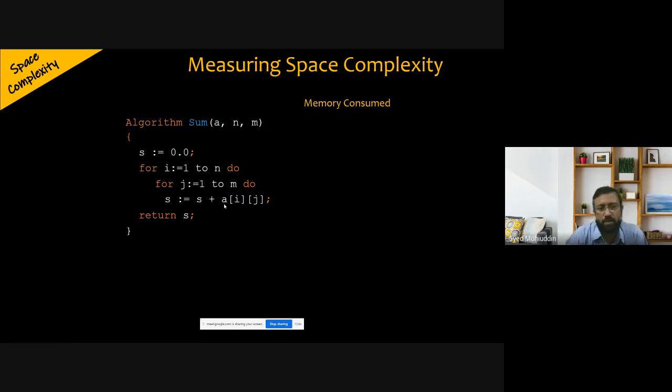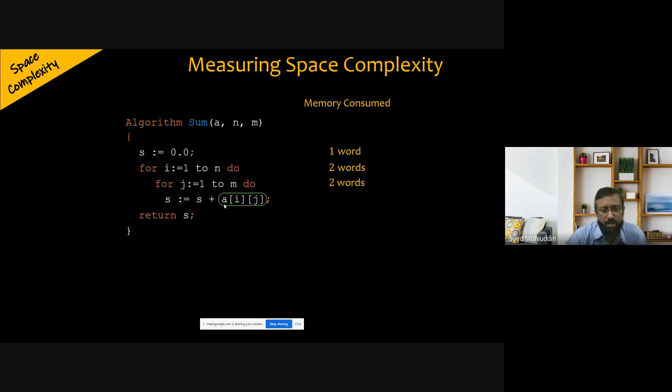Again, for memory consumed, S is a local variable which is going to take one word. Then for loop I takes one word. N is the number of rows, a parameter, so this occupies two words. And then we have J and M. J is a local variable, M is a parameter, which also will occupy two words.